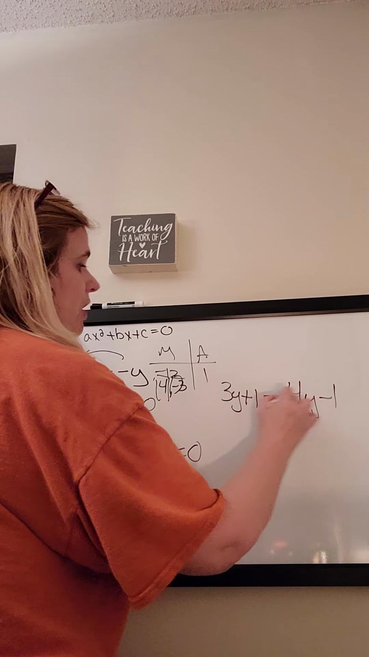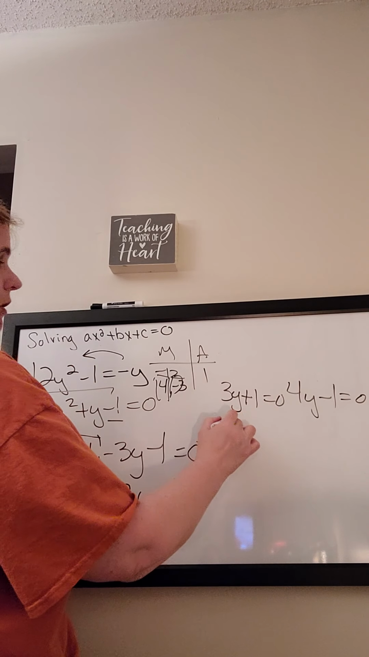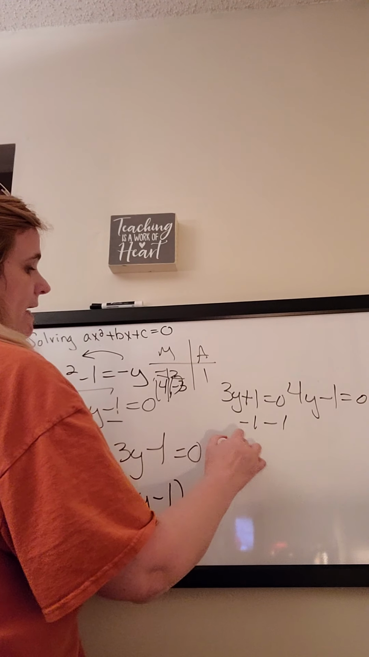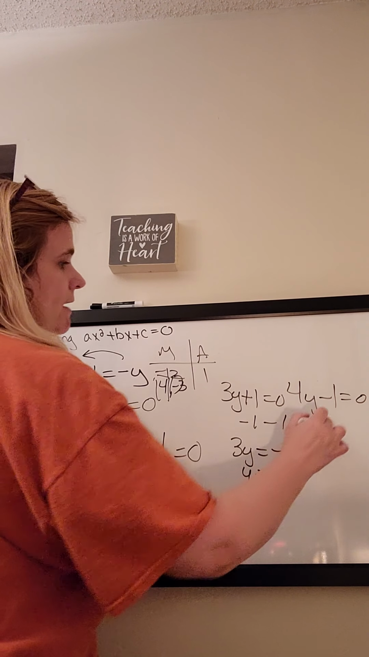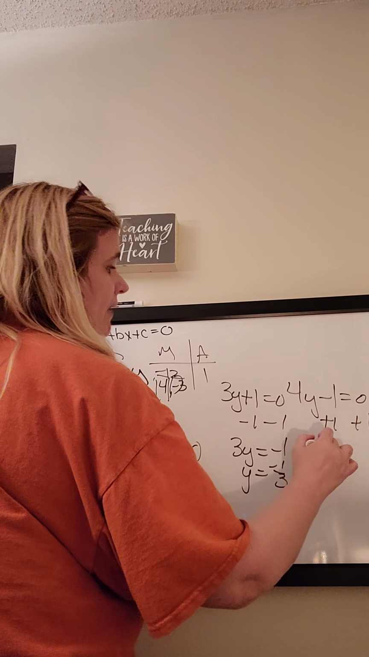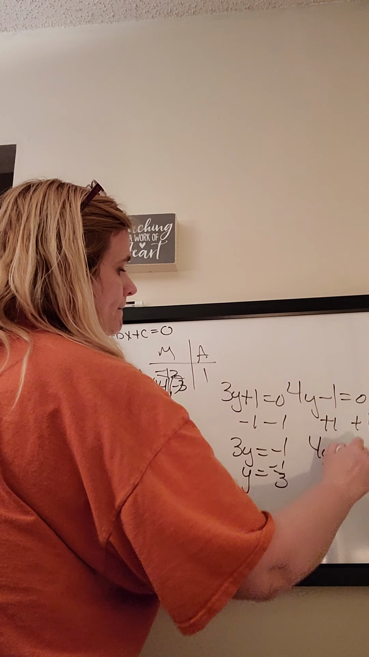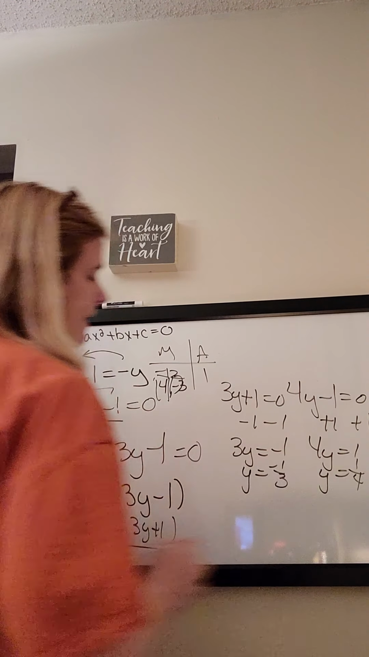We are, remember, solving them, so set them both equal to 0, subtract 1 from both sides, and divide by 3, add 1 to both sides, and divide by 4, and that's that method.